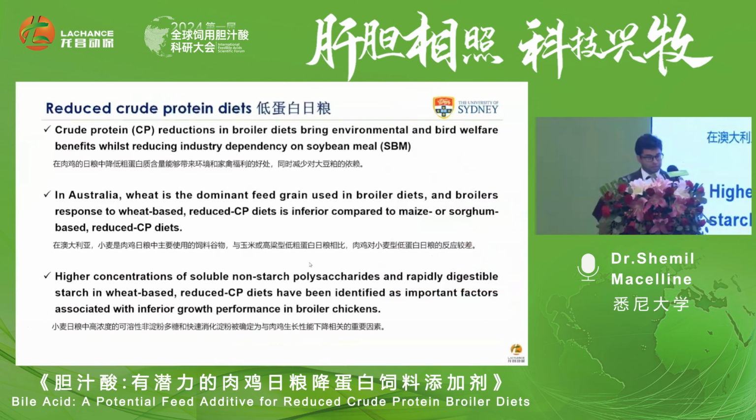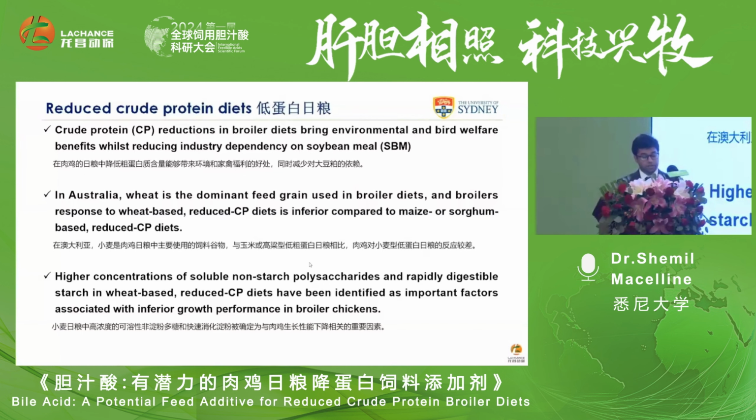Now, when it comes to reduced crude protein diets, in our university we mainly work on these diets. It has been found that feeding reduced crude protein diets to broilers brings environmental and bird welfare benefits, while reducing our reliance on soybean meal, because Australia is a country which does not produce soybean meal for broiler production. Therefore, we have to import a lot of soybean meal. So our target is reducing the inclusion of soybean meal and reducing the dietary crude protein.